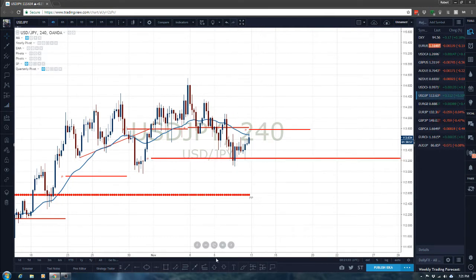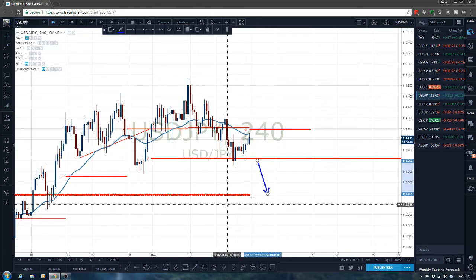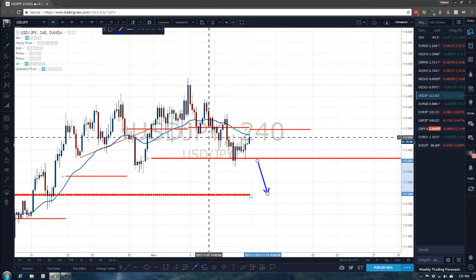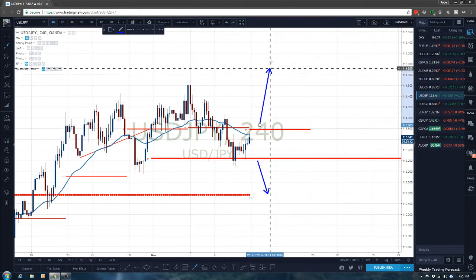If we get a break below the monthly, I'll be looking for price to come down and test the yearly pivot. If we get above the weekly, I'll be keeping a close eye on price, because if price does decide to break out higher, this pair has plenty of room to keep on going.